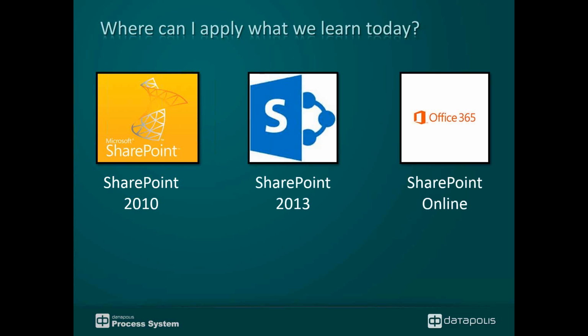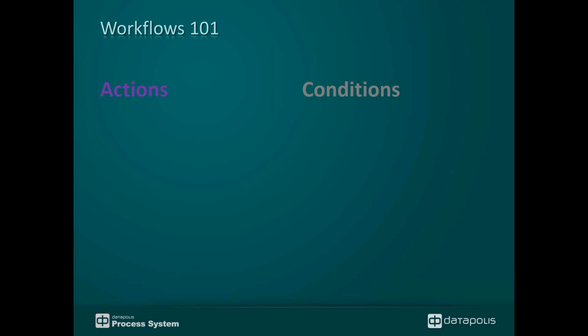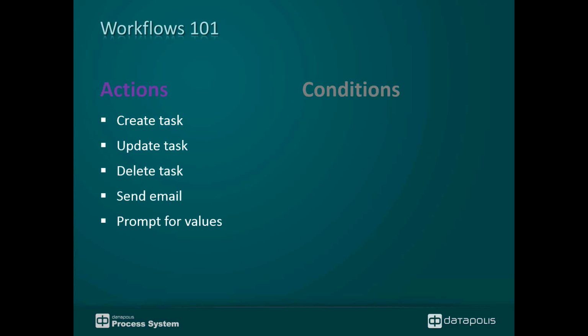Now let's take a look at some SharePoint Designer workflow terms that I'm going to use today. First of all, there are two types of items in SharePoint Designer workflows. The first type are actions. Actions are things that we do with workflows. Some examples are creating a task or updating a task, sending an email, or prompting for values and stuff like that. You can play with lists, play with list items. That is an action, something we do.